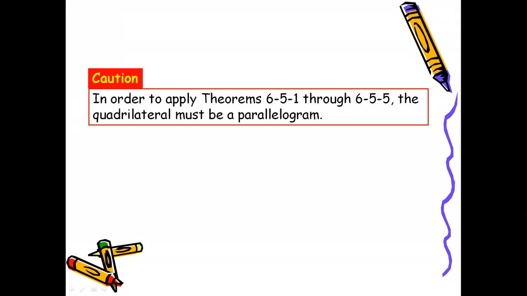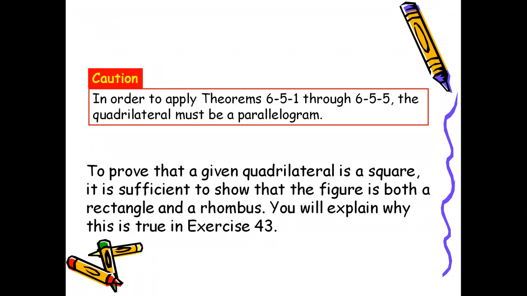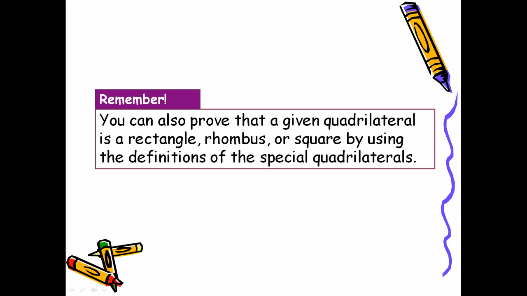In order to apply theorems 6.5.1 through 6.5.5, the quadrilateral must first be a parallelogram. So we can have all of these conditions, but if we don't know for sure that we have a parallelogram, we can't say what kind of quadrilateral it is. To prove that a given quadrilateral is a square, it is sufficient to show that the figure is both a rectangle and a rhombus. Remember, you can also prove that a given quadrilateral is a rectangle, rhombus, or square by using the definitions of the special quadrilaterals from last chapter.